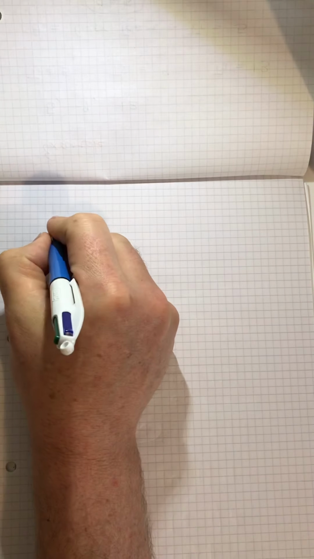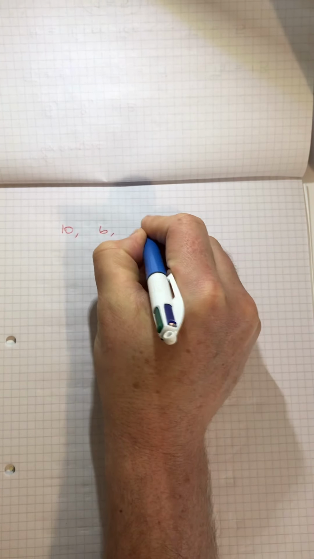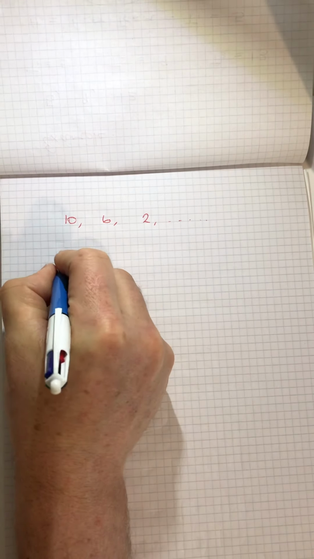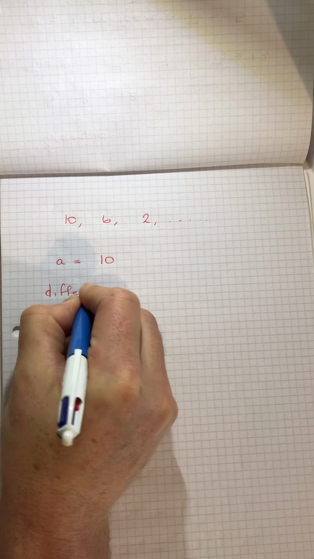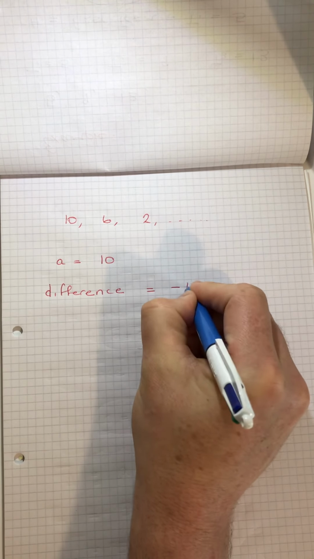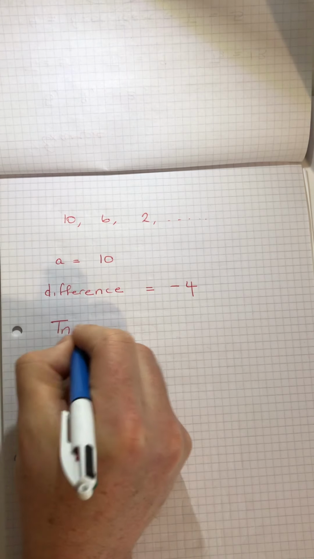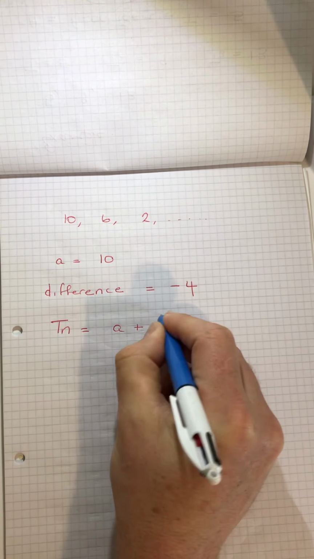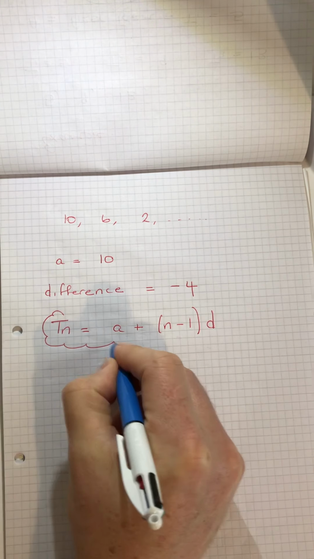So if we had 10, 6, 2 and so on. Now we know A is equal to 10 and this time the difference, well, each time I'm taking away 4. So Tn would be still the same formula, A plus n minus 1 times D. That won't change.